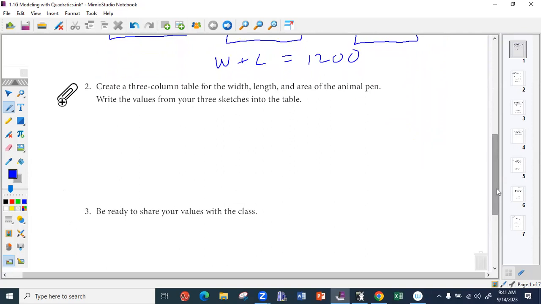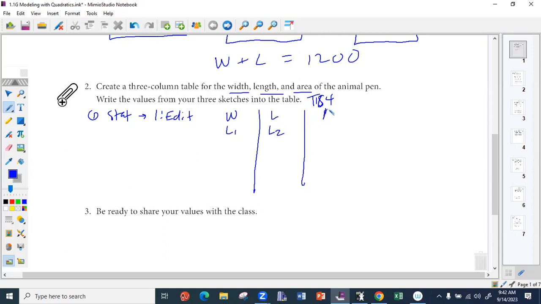So what we're gonna do is create a 3-column table with the width, the length, and the area, but we're using our calculator to do so. So we're gonna be using our TI-84. We're gonna first go to Stat, and then go to 1 for Edit. In there, we're gonna have 3 columns. The things that we're focusing on are width, length, and area. So our width is gonna be L1, our length is gonna be L2, and our area is gonna be L3. Are we okay with that?